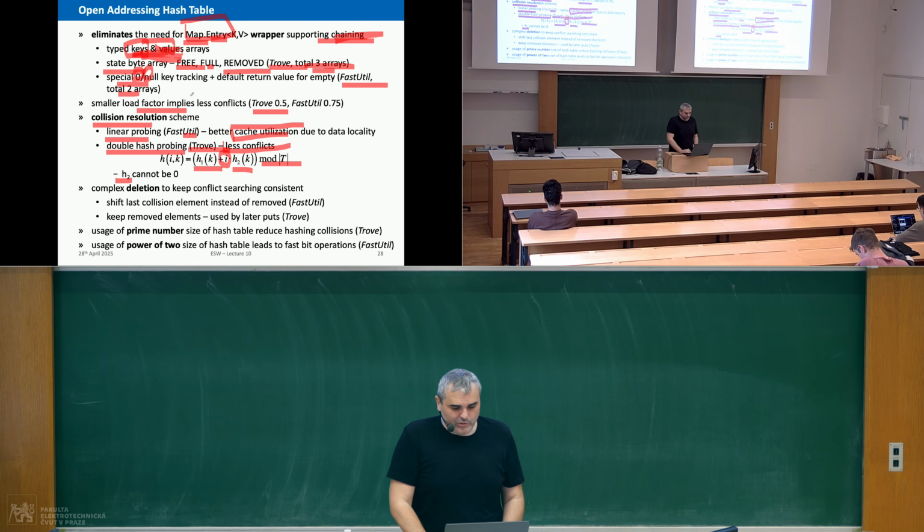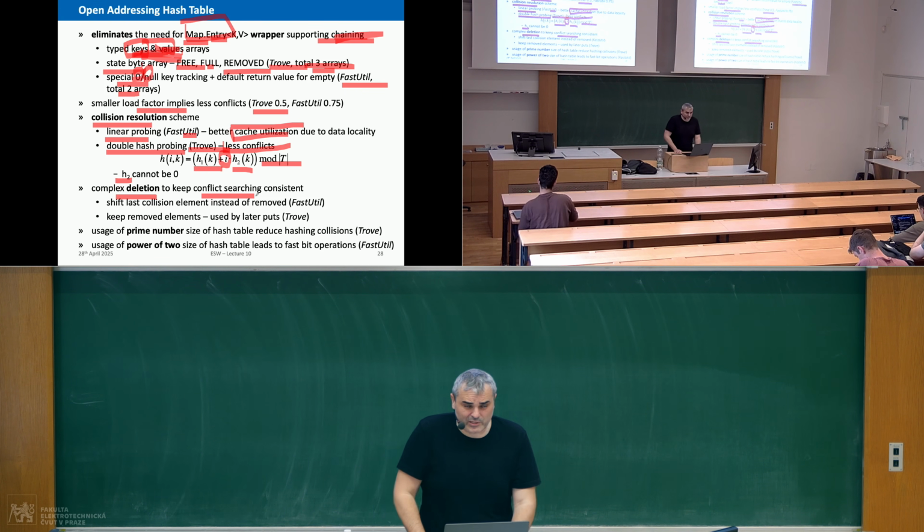So you can now imagine, okay, but if I delete something or remove some element, there could be a conflict because I've created a gap, and then if I call a get, how will it know that we continue? That's what needs to be solved here, the complex deletion. And there are 2 approaches.